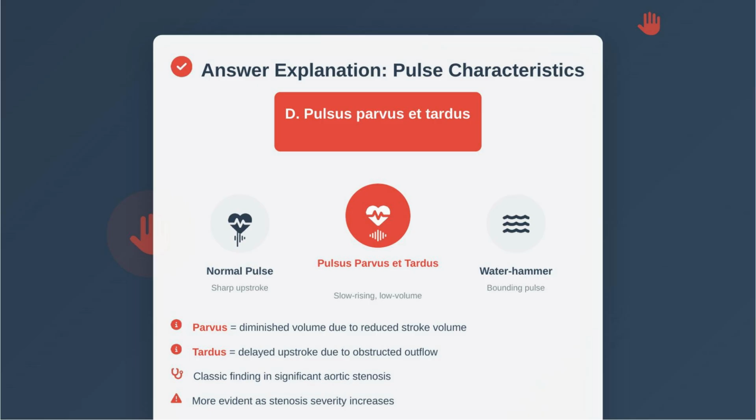Pulsus parvus et tardus. This describes the classic pulse finding in significant aortic stenosis, characterized by slow-rising carotid upstroke, tardus, and diminished volume, parvus. This occurs due to obstruction of left ventricular outflow and resultant reduced stroke volume. This finding becomes more evident as stenosis severity increases and helps differentiate from other murmurs.